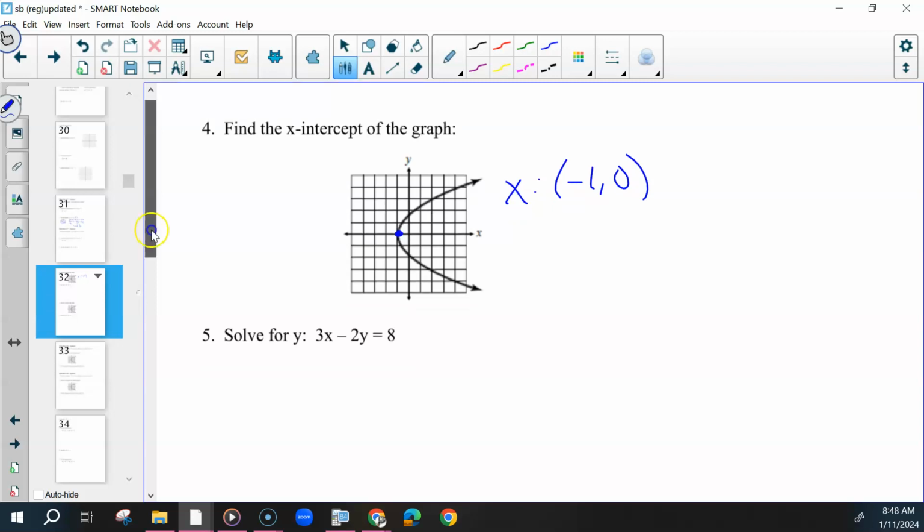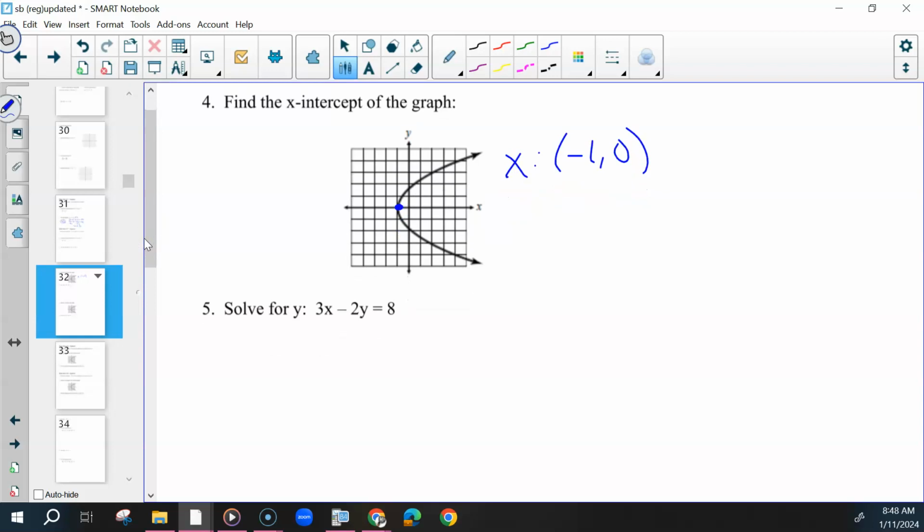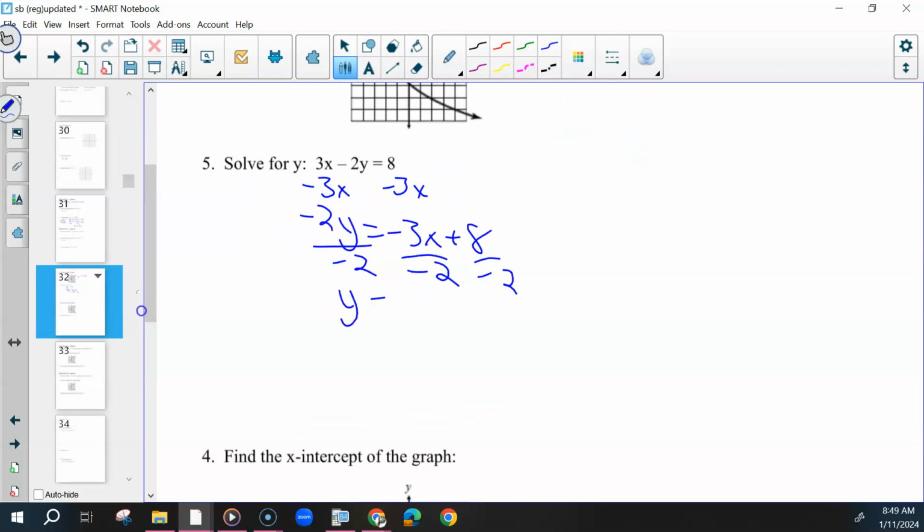And then for number 5, to solve for y, not the y-intercept, but for y, you're solving the entire equation to get y by itself. So subtract 3x, and divide everything by -2. So we have y equals 3 over 2 x minus 4. And then I'll show those two in Desmos. Remember that you can be using Desmos on the shark bites, and your work would be done in Desmos.